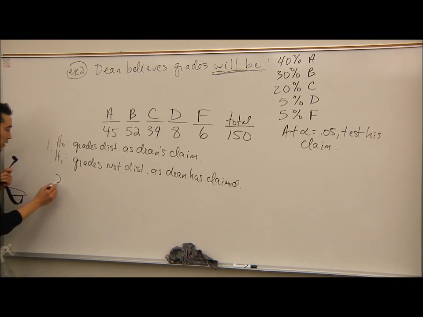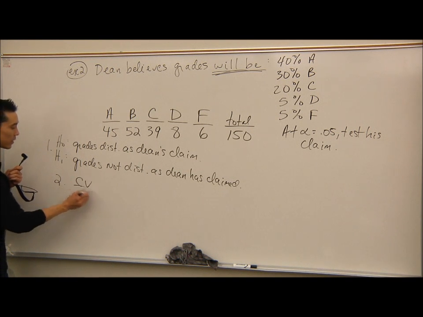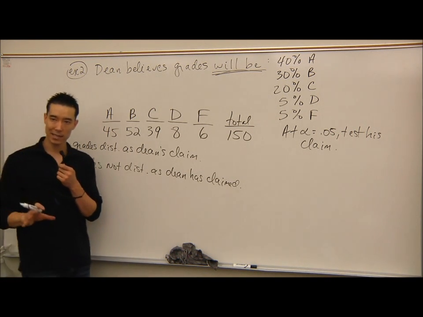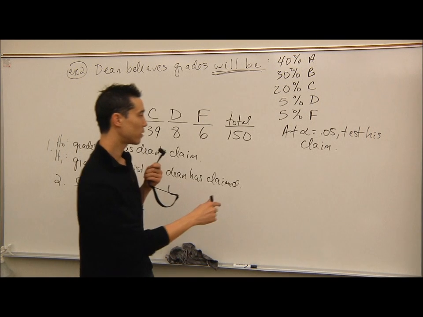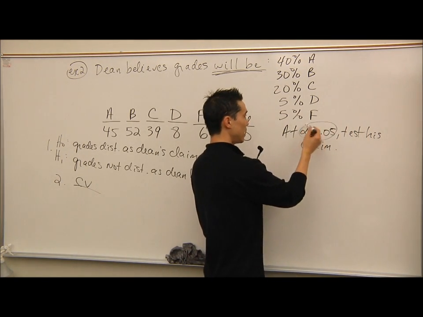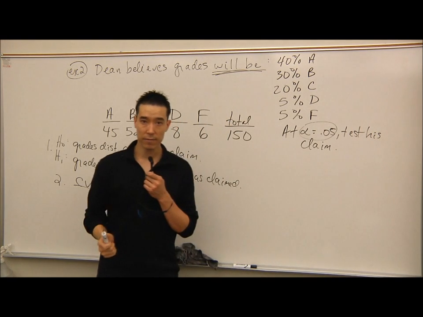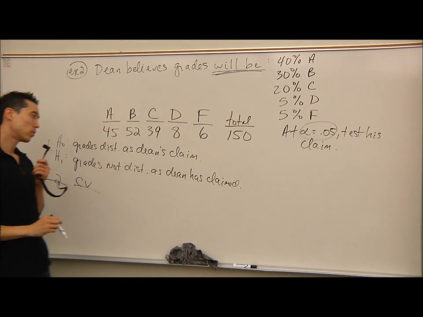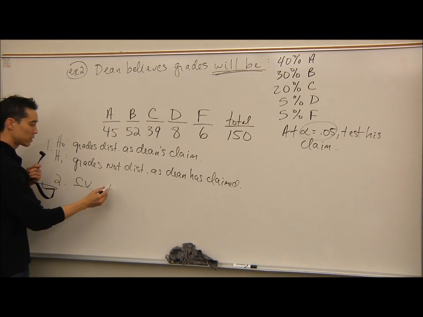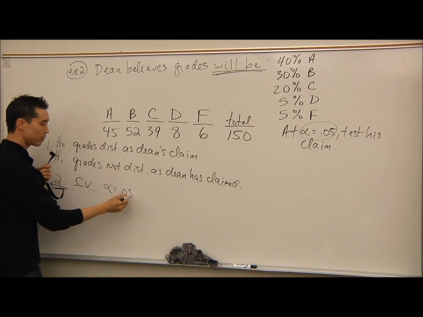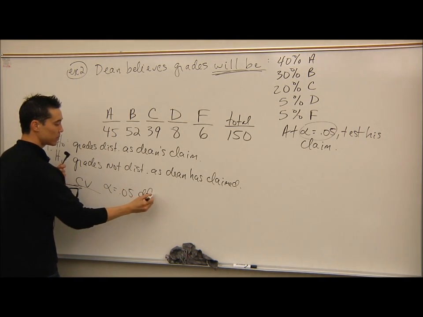Okay, you guys go ahead and move on to step 2. Tell me what the critical value is. It's a right-tailed test, chi-square distribution, alpha is 0.05. And categories, we have A, B, C, D, F. So there's 5. So the degrees of freedom will be 4. So our right-tailed test, alpha is 0.05. Degrees of freedom is 4.